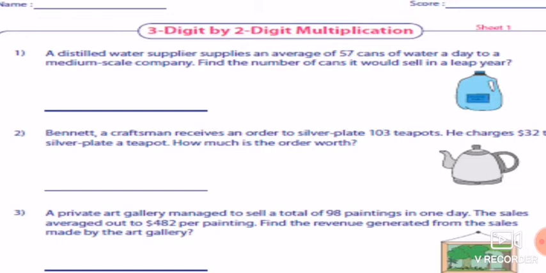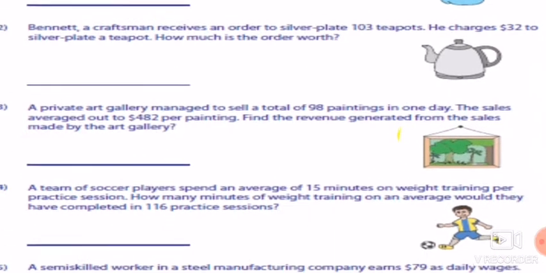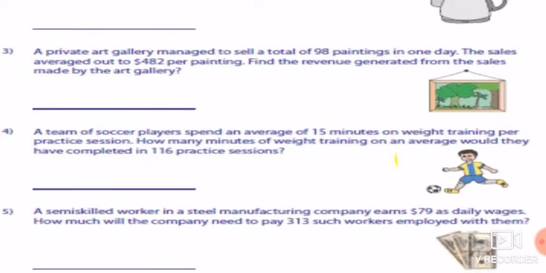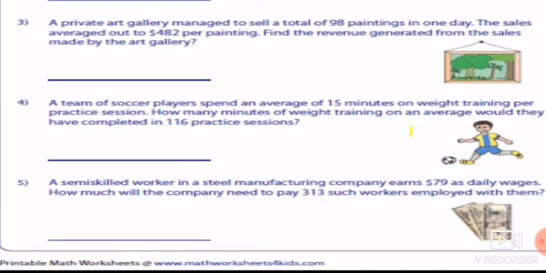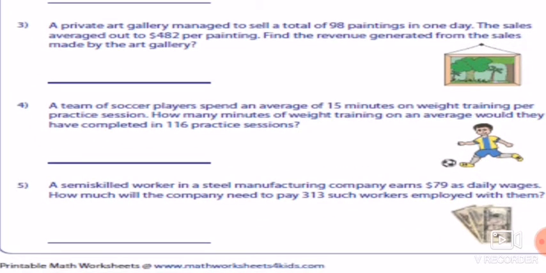Now we will do the exercise. Or if you want to do one more question, we can do it. A private art gallery managed to sell a total of 98 paintings in one day. The sales averaged out to $482 per painting. Find the revenue generated from the sales made by the art gallery.